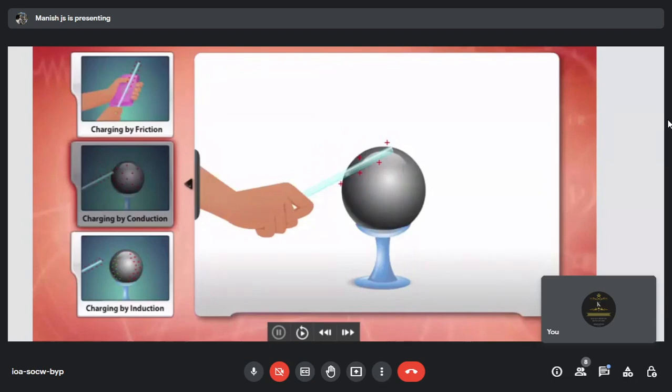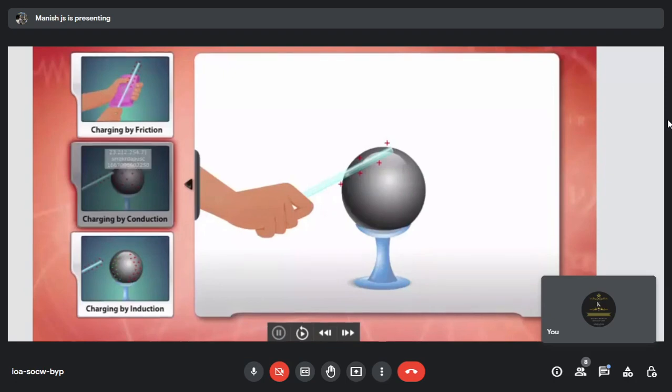Okay. So what are we doing here? If you are bringing a charged conductor next to an uncharged conductor and you are trying to touch it. So when you are touching, you are trying to transfer the charges from one of them to the other. So that is basically charging by conduction. So conduction is basically mere touching and you are transferring the charges. That is what we call charging by conduction.